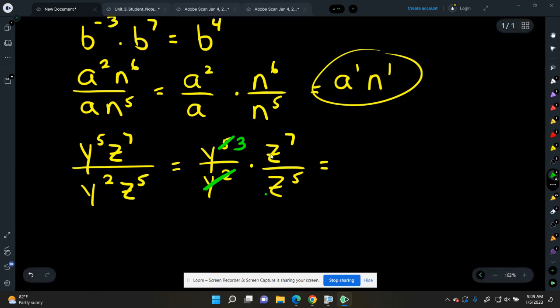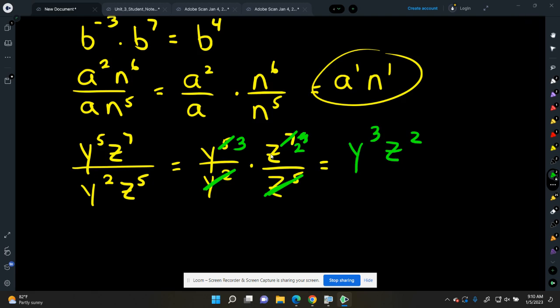Here we've got 5 z's on the bottom. That's going to cancel 5 of the z's on top. Leaving me with 2 of them. So we have y to the 3rd, z to the 2nd. Okay. Questions so far?